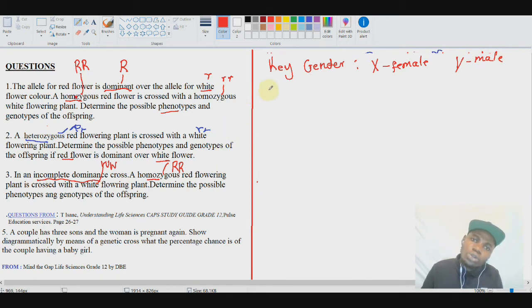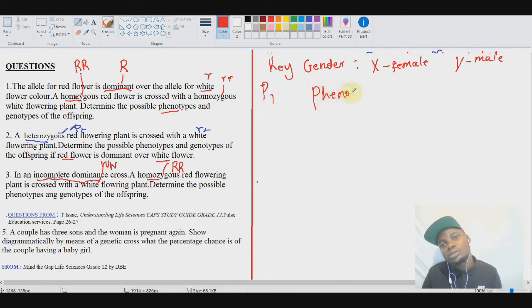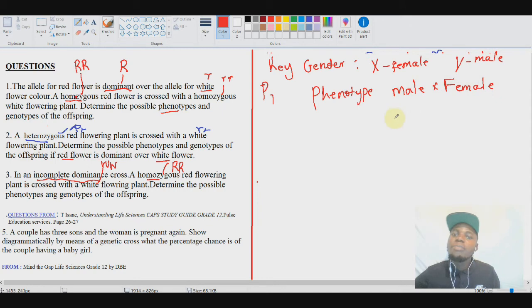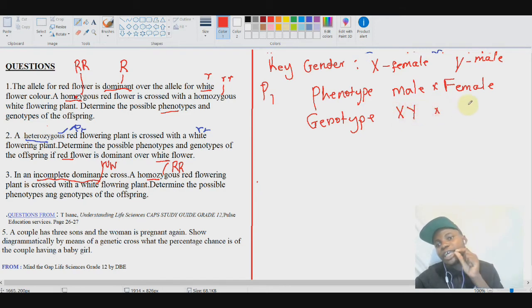Okay, so now we go to the parents, the P1. We want the phenotype. Now you have a male that is crossed with the female. The male, now we talk about the genotype. The genotype for male, remember, the orientation of a male is represented by X, Y. Then cross with the female. The female has two X's, right? That is all around the genetics of gender.